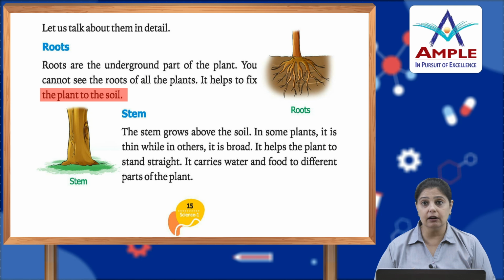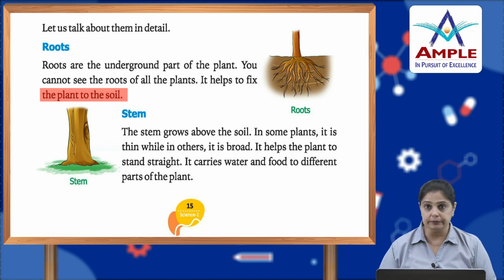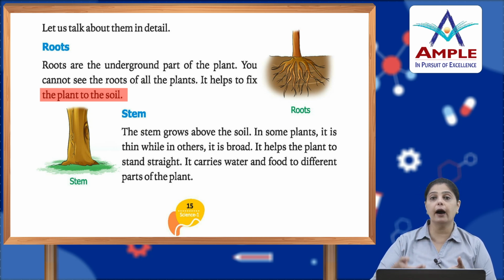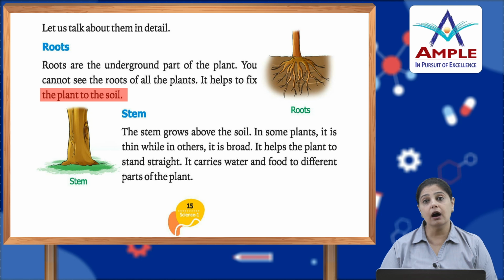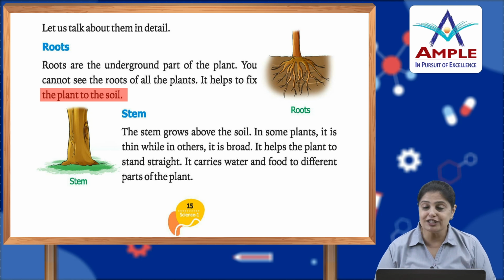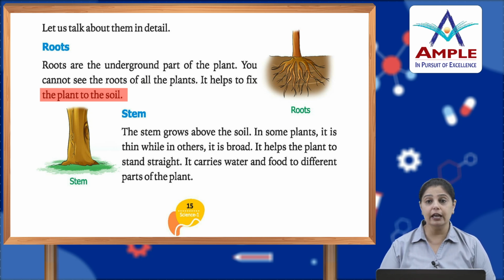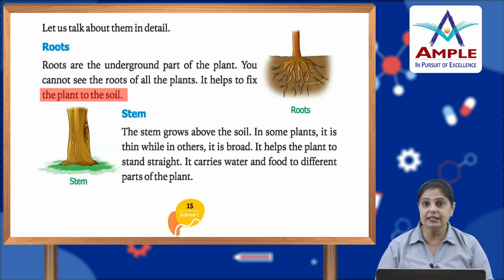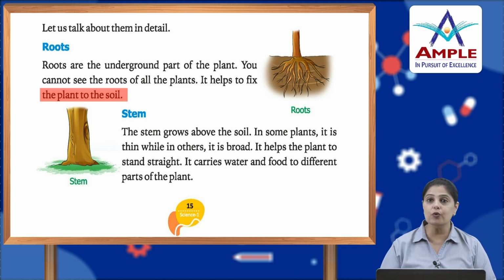Roots are a part of the plant that we cannot see, because they are under the soil. What we see is the soil and the upper portion of the plant, and these roots are below the soil. What is the main purpose of them? They help to fix the plant to the soil. If roots are not there, how will the plant stay in the pot or the place on the ground where you are planting it? It's only because of the roots that they get fixed firmly.